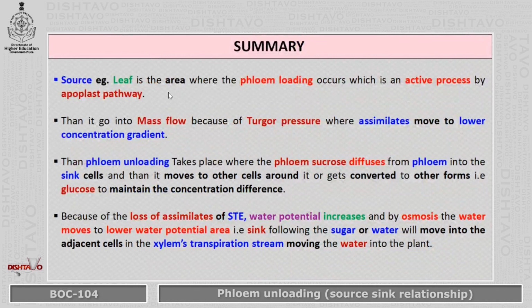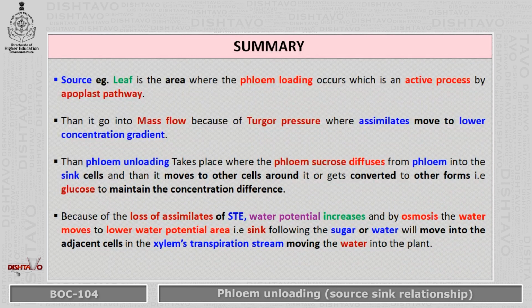Summary. Source, for example the leaf, is the area where phloem loading occurs, which is an active process by the apoplast pathway. Then it goes into mass flow because of turgor pressure, where assimilates move to a lower concentration gradient. Then phloem unloading takes place, where the phloem sucrose diffuses from the phloem into the sink cells. And then it moves to other cells around it or gets converted to other forms, that is glucose, to maintain the concentration difference.